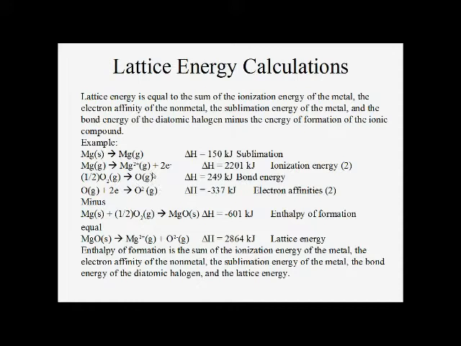Once we get our oxygen atoms, now we can add 2 electrons to it to form the negative ion, negative 2 ion. This is electron affinities. It's actually the first and second electron affinities combined.